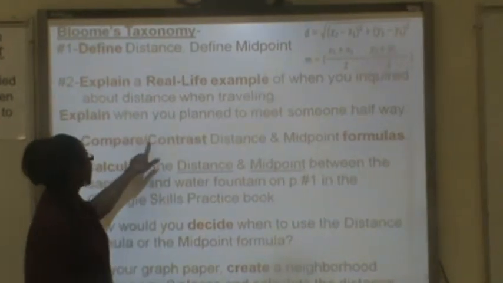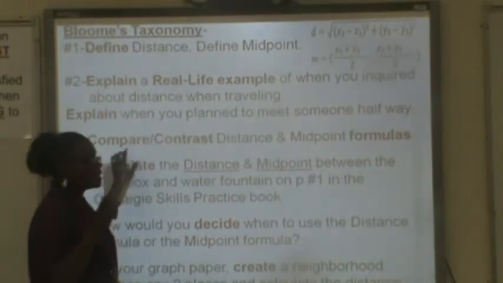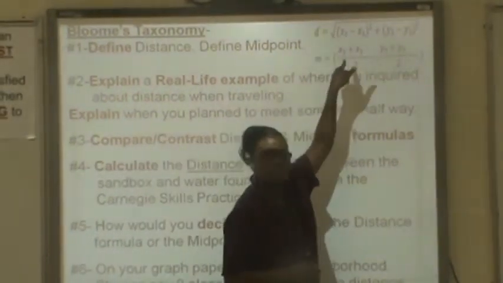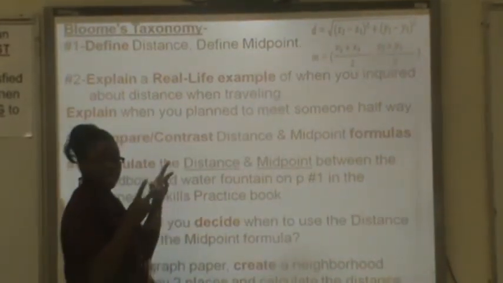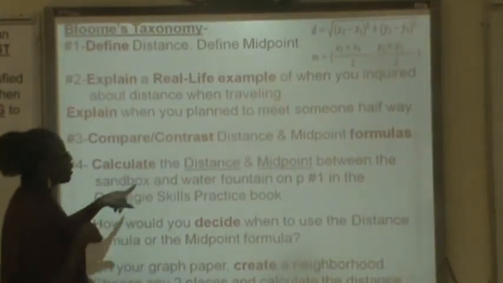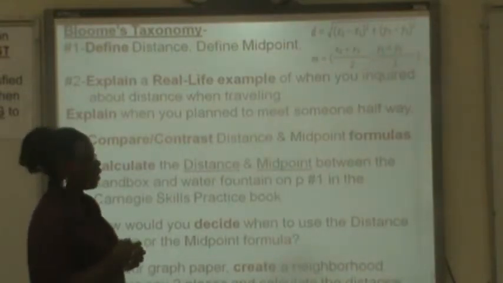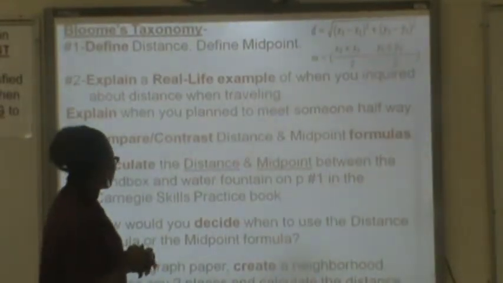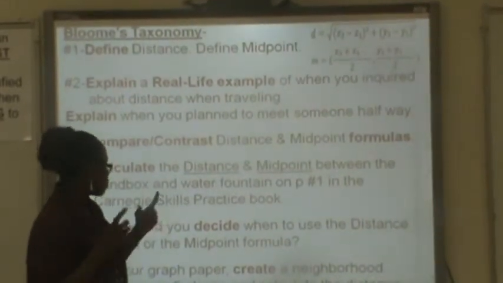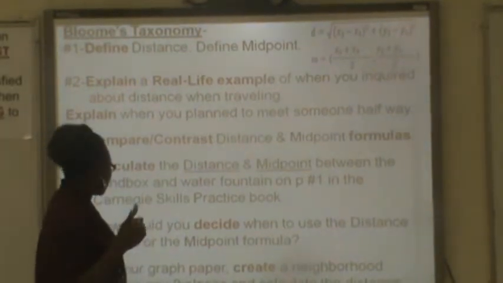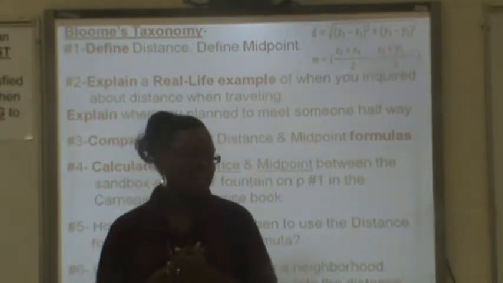Now here, I got a couple of interesting things last block. I want you to compare. Compare means tell me what's the same between these two formulas. Contrast means tell me what's different. So you're doing both things there, compare and contrast. Number 4, calculate the distance and midpoint between the sandbox and water fountain on page 155, number 1. How would you decide when to use the distance formula, the midpoint formula? You're going to take the graph paper that you have and create a neighborhood. And then you're going to choose 2 places in that neighborhood to calculate your distance.